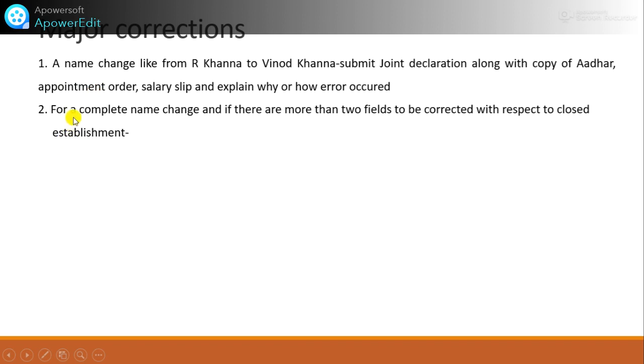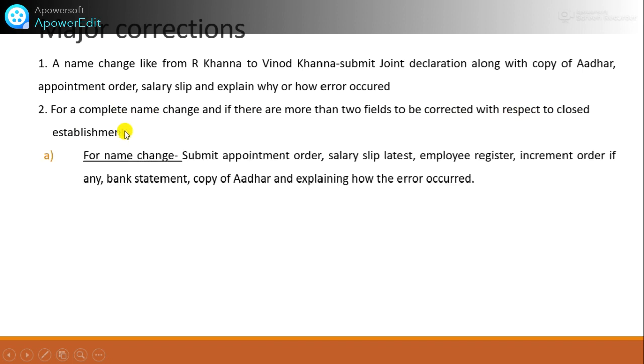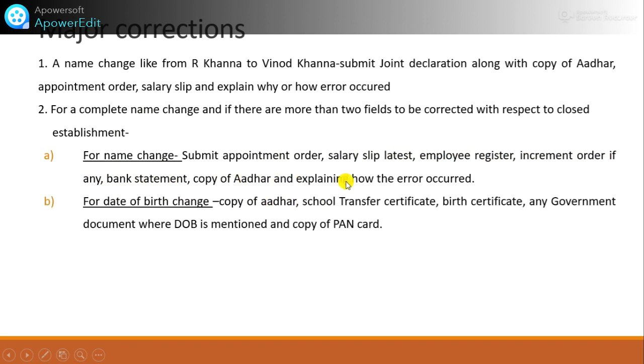In the second instance, where a complete change of name is necessary, or if there are more than two fields which have to be corrected with respect to closed establishments. So when the name change is required, then again you have to submit the appointment order, salary slip, which is the latest one, and the employee register, increment order, if any that you have received, bank statement copy, your copy of the Aadhaar, and explaining how the error occurred.